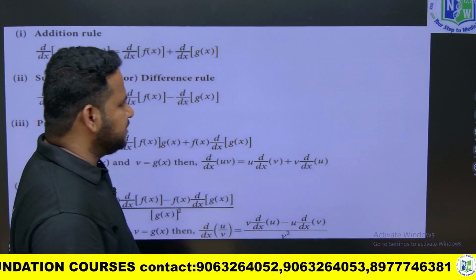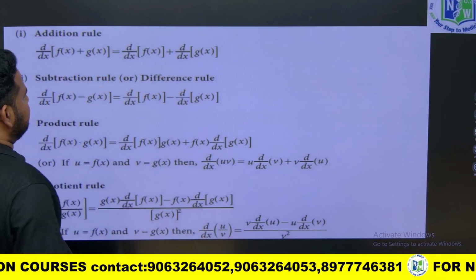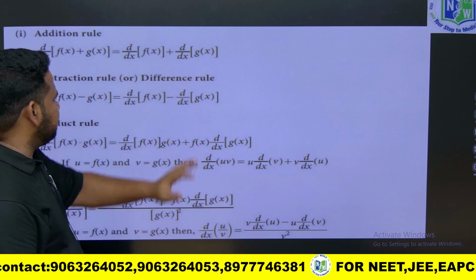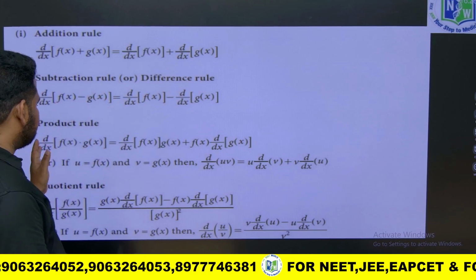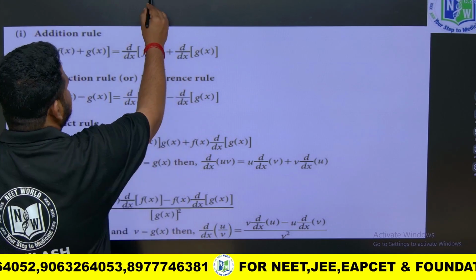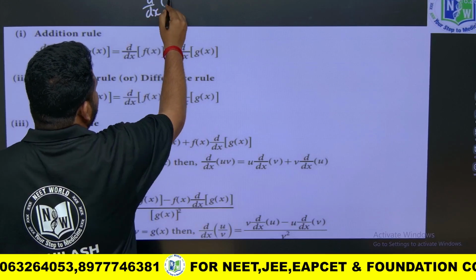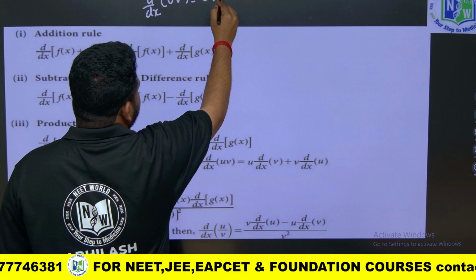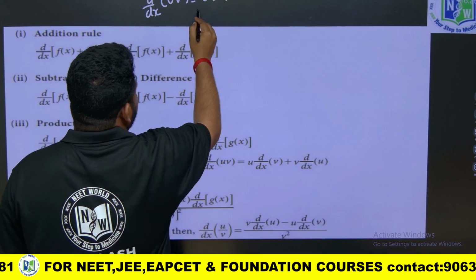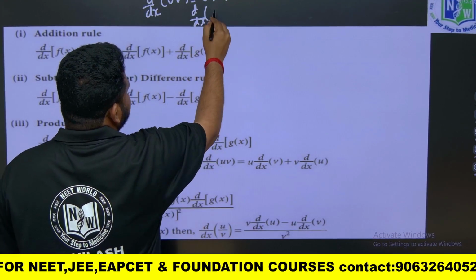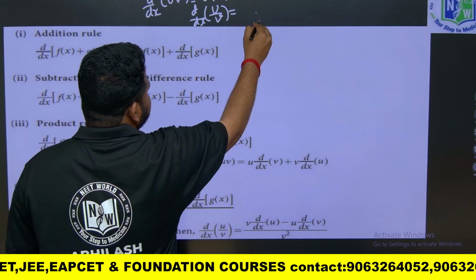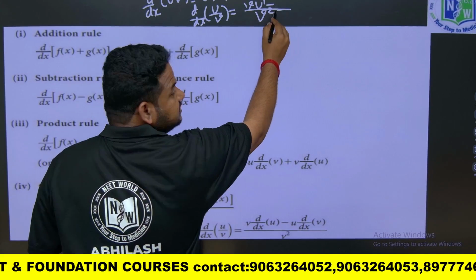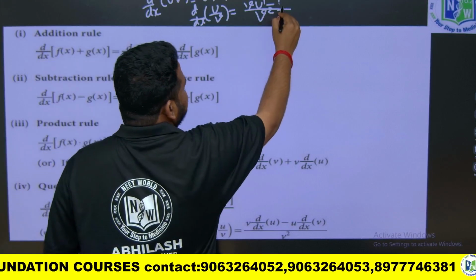Now coming to methods of differentiation, the addition rule. The derivative of the sum of two functions is the derivative of one function plus the derivative of the other. Subtraction rule, same thing. Product rule: d by dx of uv can be written as uv dash plus u dash v. Similarly, d by dx of u by v, the quotient rule, has denominator v square, and the numerator is v into u dash, minus, instead of plus it will be minus, friends, u into v dash.